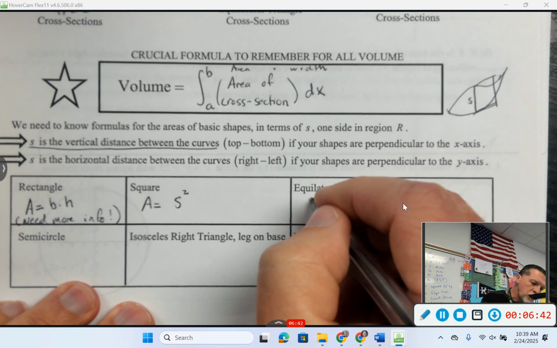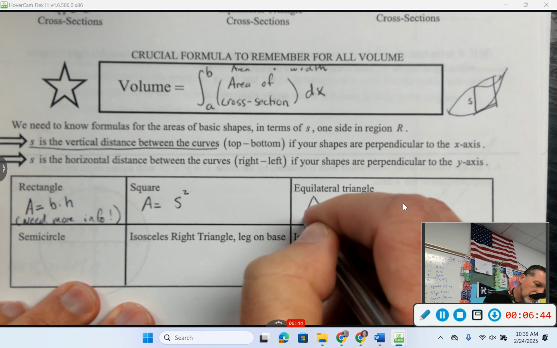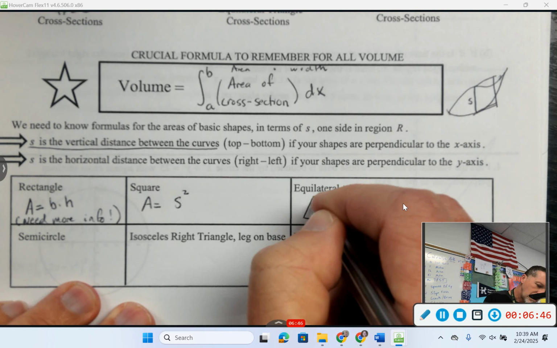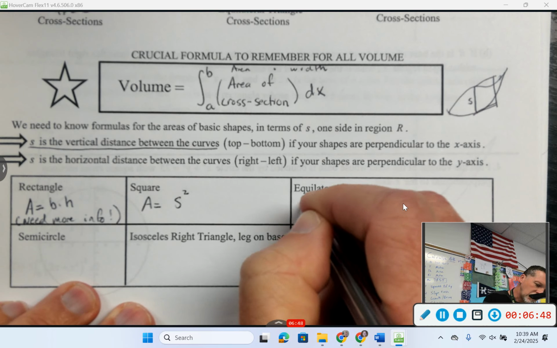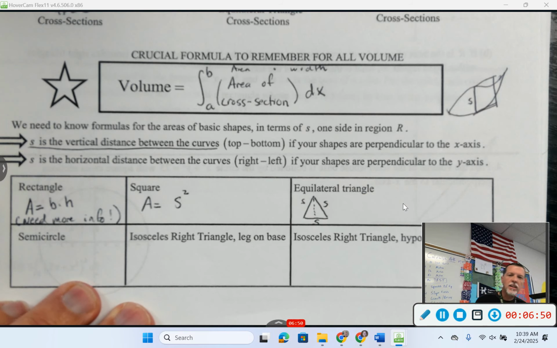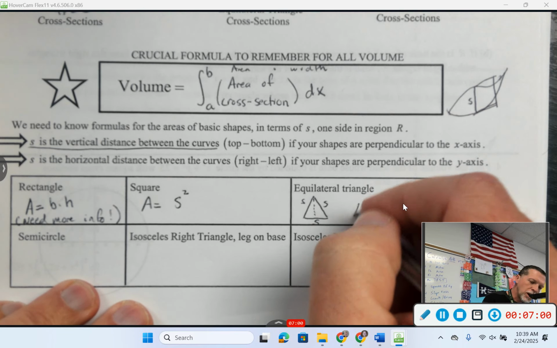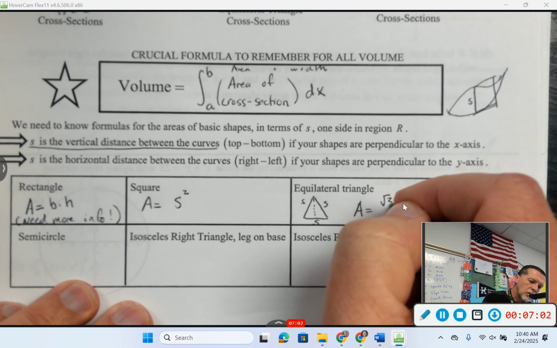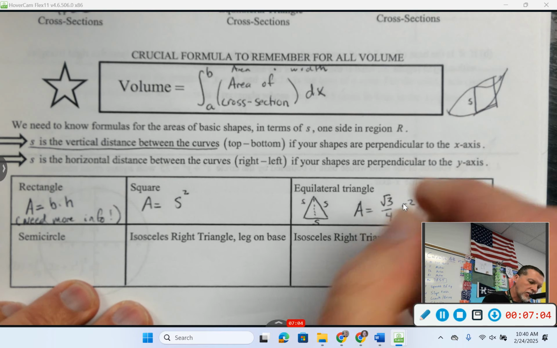Equilateral triangle you probably don't know. I bet if I gave you enough time you could figure it out. Because it's 1/2 base times height, but you have to figure out the height, and there'd be trig involved, and sines and cosines. So you probably just want to trust me that it's root 3 over 4 s squared.